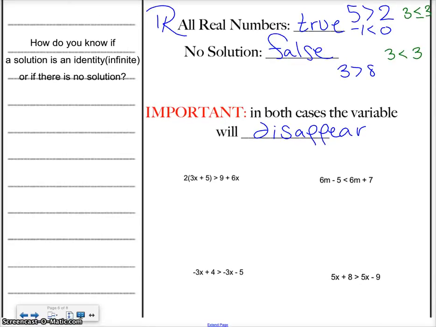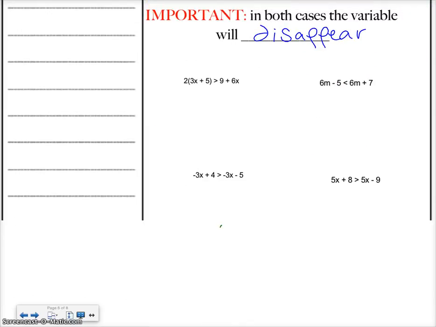Okay, so let's go ahead and solve. And you always use that purple sheet to help you know the steps if you get overwhelmed with the length of the problem type. So it says the first thing I should do is plus a negative anywhere. I don't need to. Second, I'm going to distribute. So I get 6x plus 10 is bigger than 9 plus 6x.